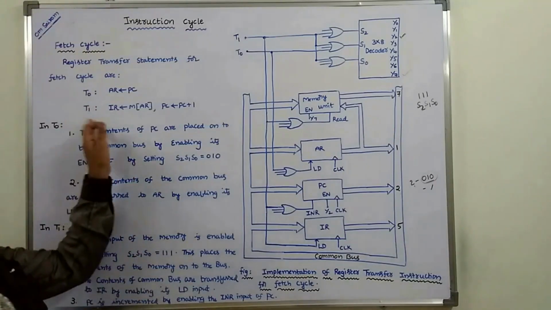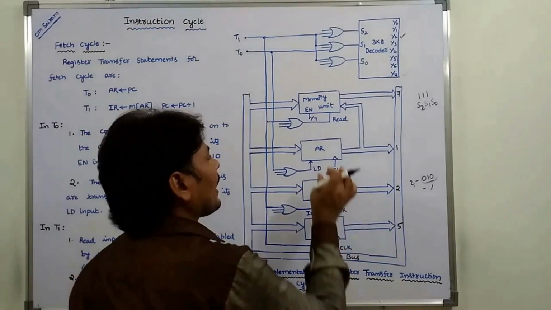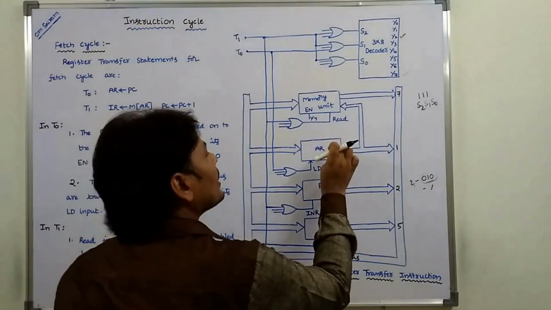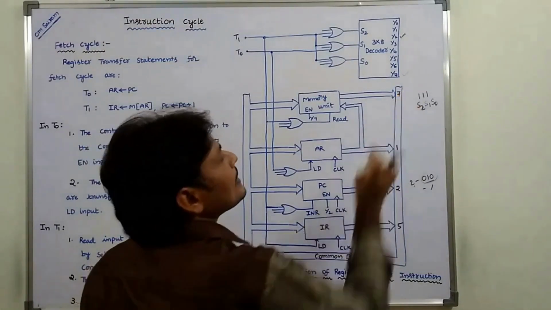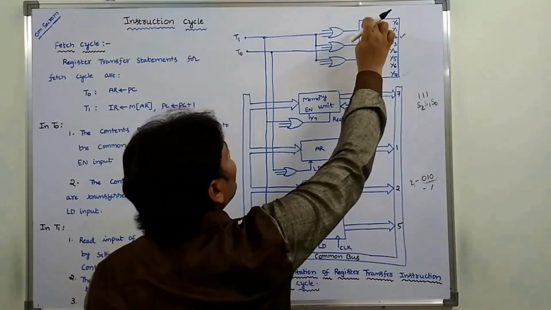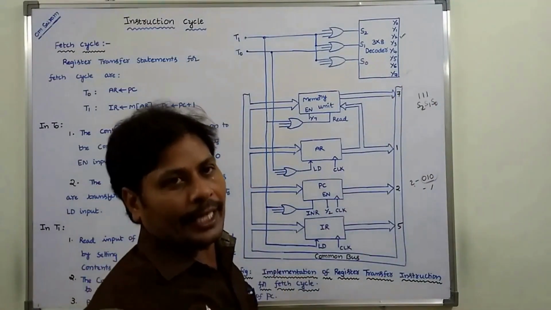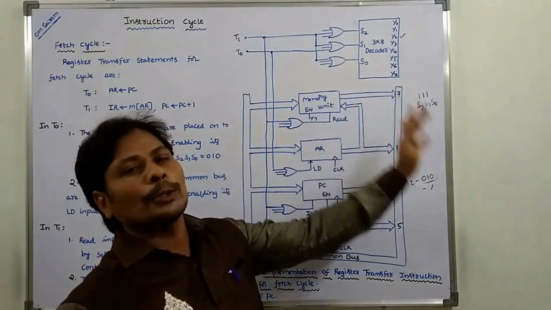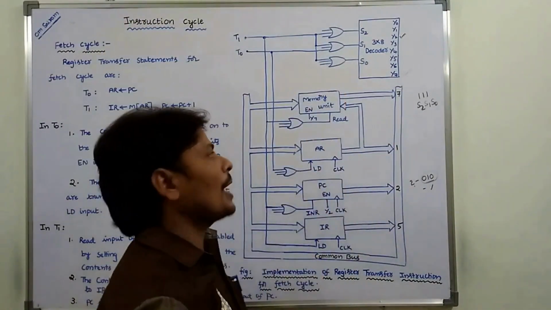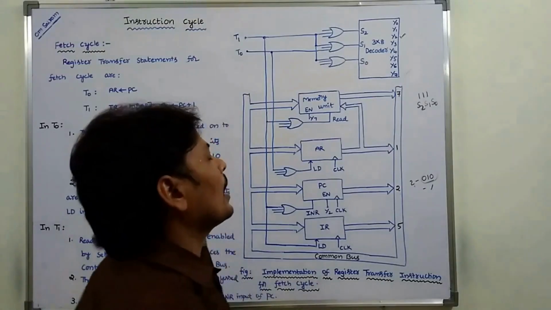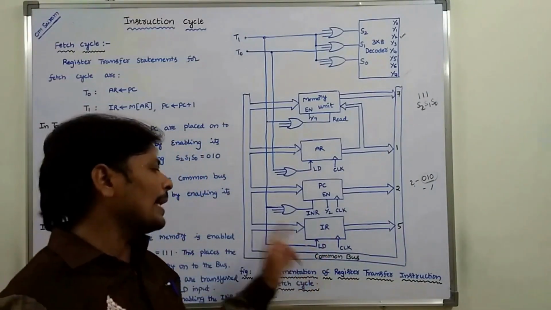Next, in the T1 timing signal, whatever address was transferred into the AR is read from the memory by setting S2, S1, S0 as 7, that means 1, 1, 1. Whenever S2, S1, S0 is 1, 1, 1, that is 7, so the Y7 output is activated. Now that address is placed onto the common bus after reading it from the memory. Now the content of the common bus is transferred to the instruction register IR by enabling the load input.